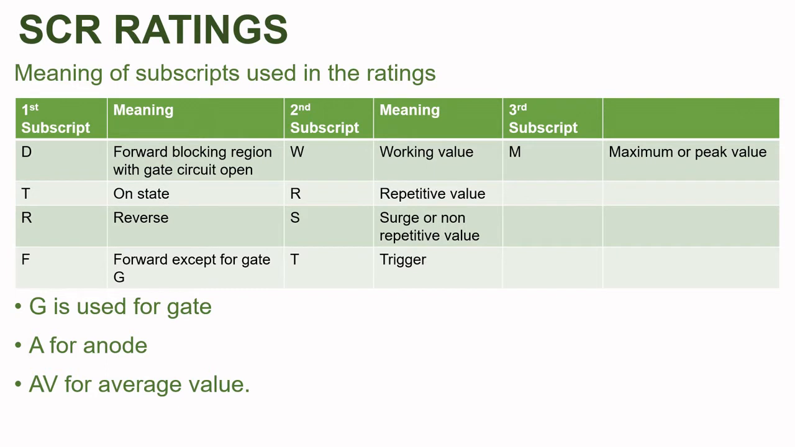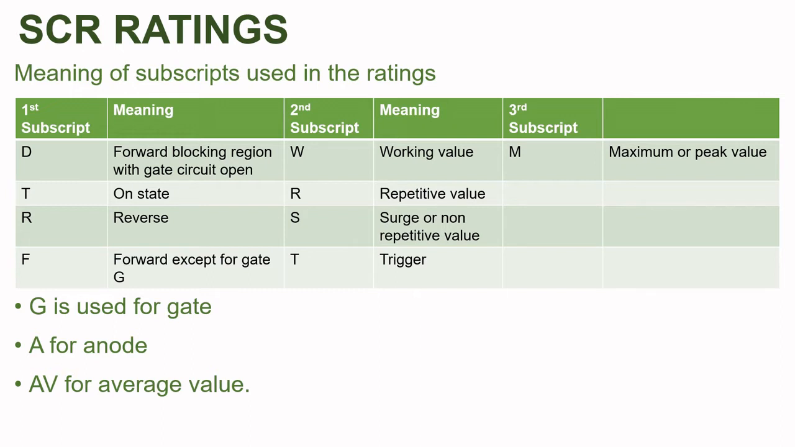Before starting the ratings, let us first see what is the meaning of subscripts used for these ratings. Usually, there are 3 different subscripts given to the rating. First subscript: if the subscript is D, that means forward blocking region with gate circuit open. If the first subscript is T, then it means on state. If the first subscript is R, then it means the SCR is reverse biased.